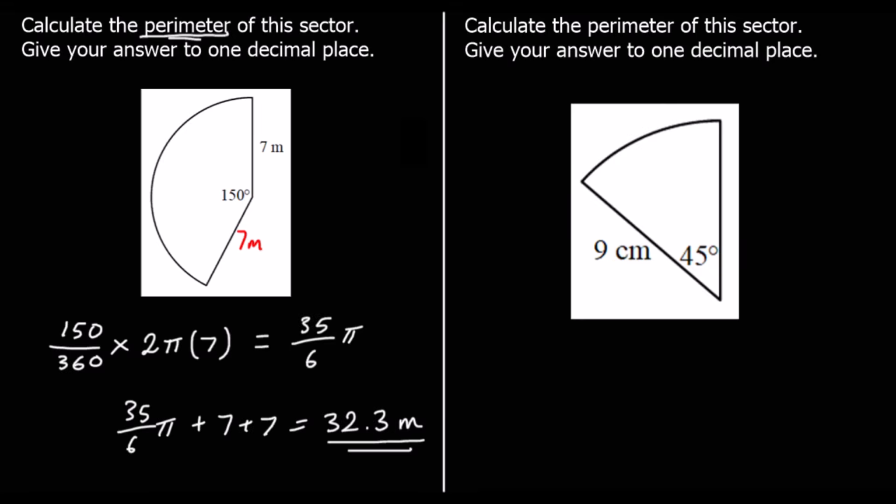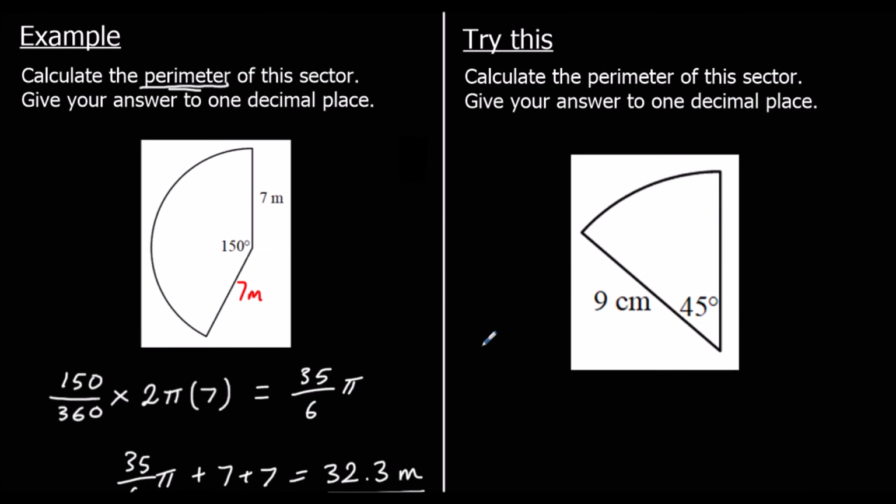And one for you to try. So calculate the perimeter of this sector and give your answer to 1 decimal place. So again, we're going to find the arc length, and then we're going to add on 2 radiuses to find the perimeter.